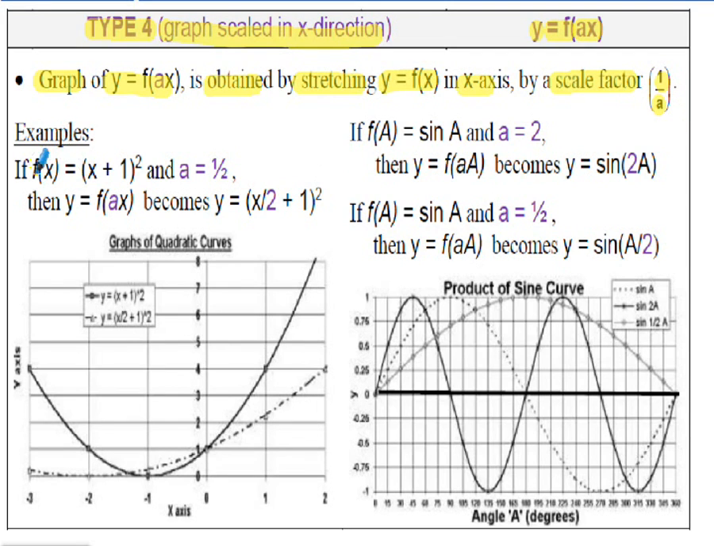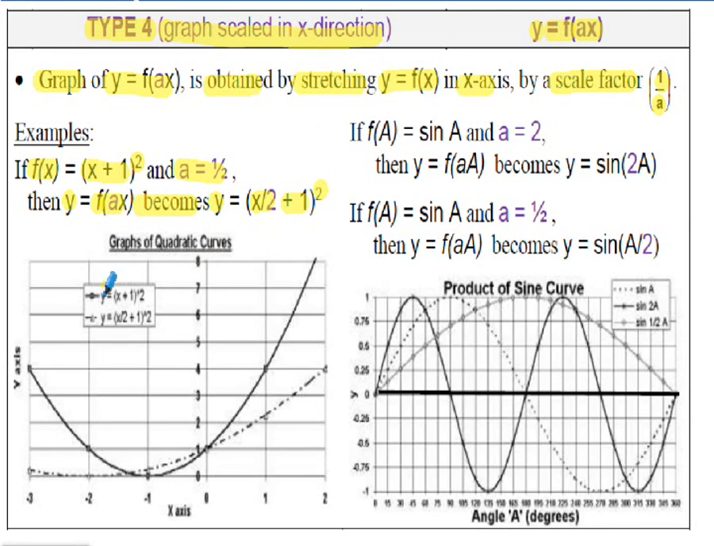So consider an example of f(x) is equal to (x plus 1) all squared. If we now let a is equal to a half, then y is equal to f(ax) becomes y is equal to (x divided by 2, that's the a of a half multiplied by x, plus 1) all squared. So what we will notice in the graph below is that the original equation, f(x) equals (x plus 1) all squared, will be stretched by 2 in the x direction.